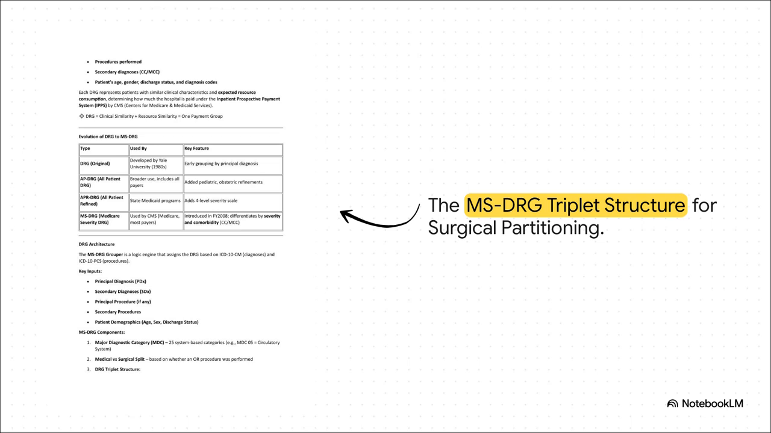And once you're in that surgical partition, the MSDRG grouper logic engine looks at your secondary diagnoses, your CCs and MCCs, to drop the case into a DRG triplet. This triplet structure, which is with MCC, with CC, or without CC/MCC, is what dictates the final payment tier for major high-volume procedures like craniotomies or ventricular shunts. It directly drives that base relative weight.